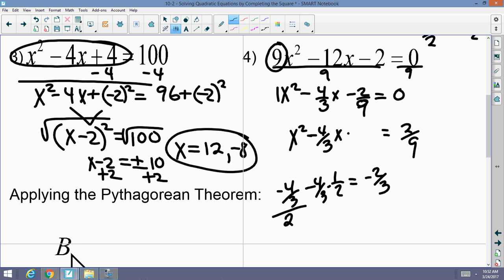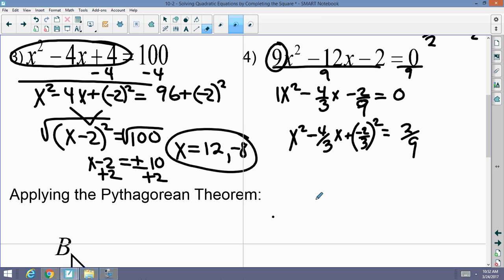So, plus b over 2 squared, that's negative 2/3 squared. And I got to add that, of course, to both sides. So plus negative 2/3 squared. What does this factor out to be?